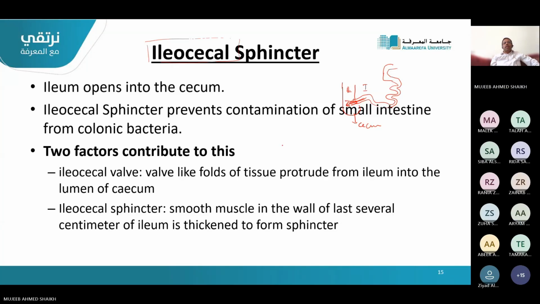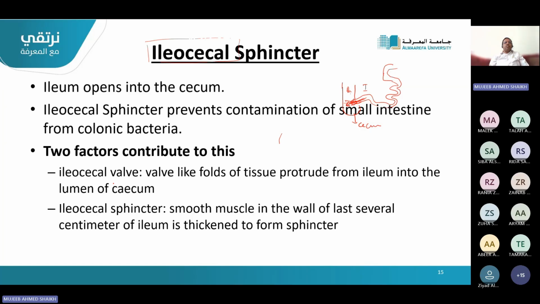Infection? Yes, infection, because the colon contains bacteria. The colon contains some bacteria which are responsible for digestion of the food. They are present only in the colon, not in the small intestine. So if this valve is malfunctioning or there is no valve, then they can enter into the small intestine. So this is preventing infection or contamination of the small intestinal content from the colonic bacteria.